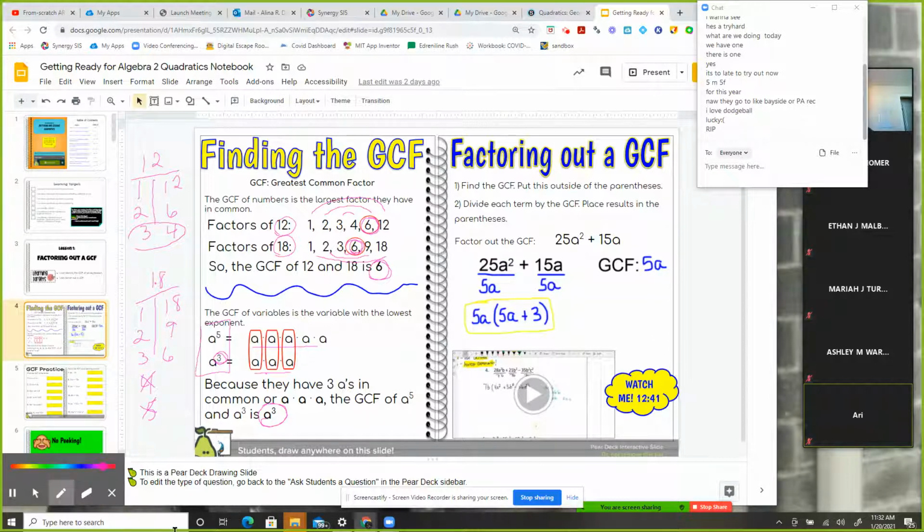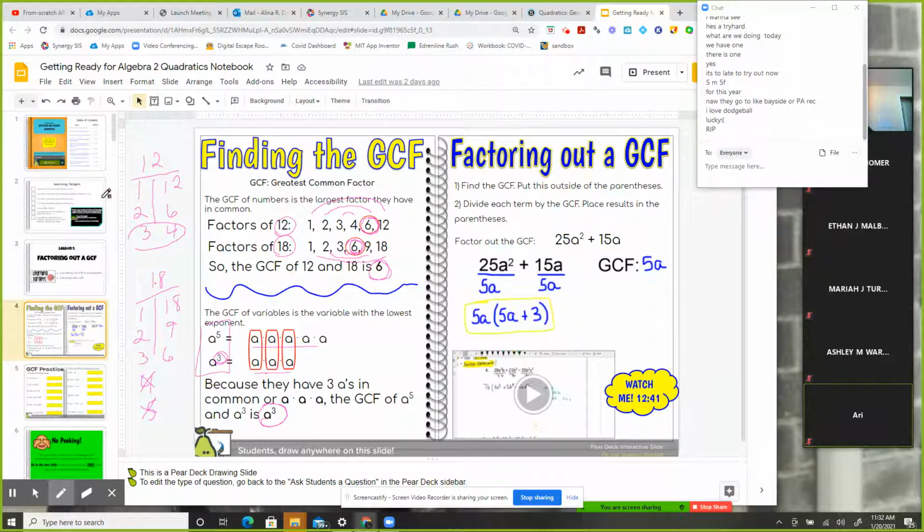Okay. In the Pear Deck, this video won't work, but in the Google Slides, it will. If at the end of the day today, lesson 1 still doesn't make any sense to you, go watch this 12-minute video. It's another teacher, it's not me, but maybe their explanation will make more sense to you.